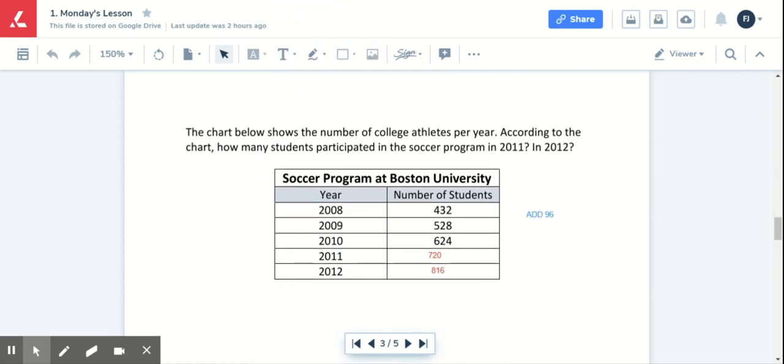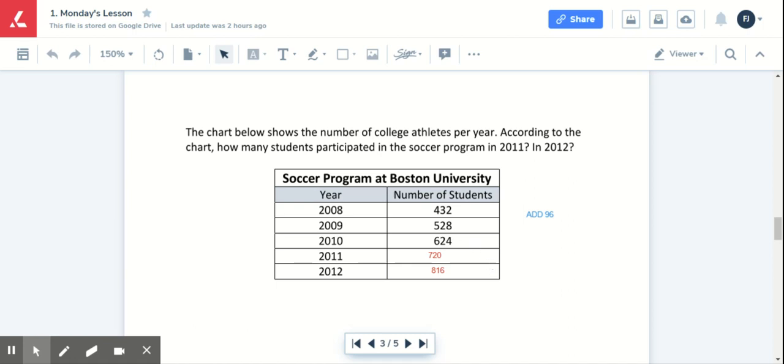The chart below shows the number of college athletes per year. According to the chart, how many students participated in the soccer program in 2011 and in 2012? Now we notice from 2008 to 2010, are our numbers increasing or decreasing? That's right, the number of students is increasing.